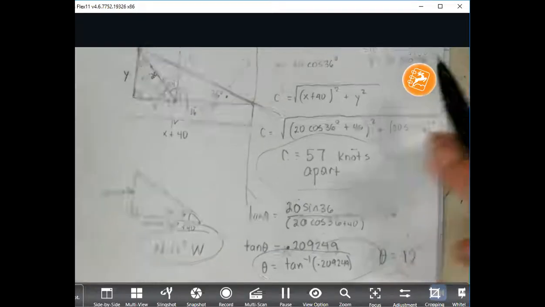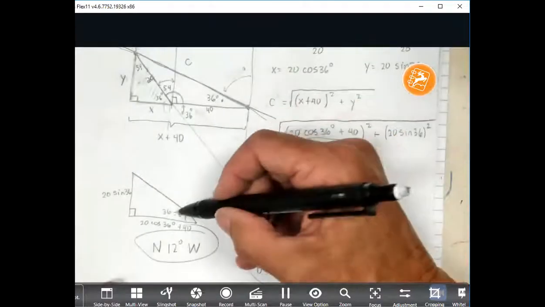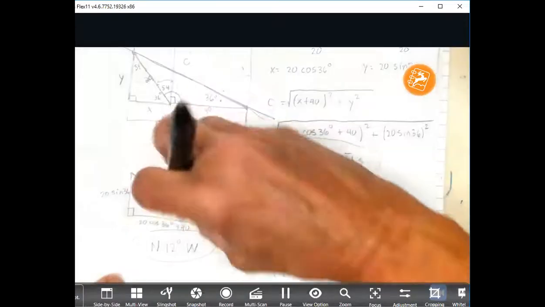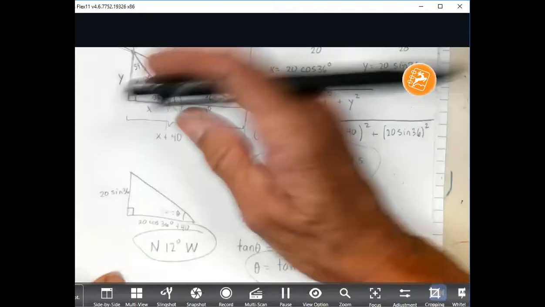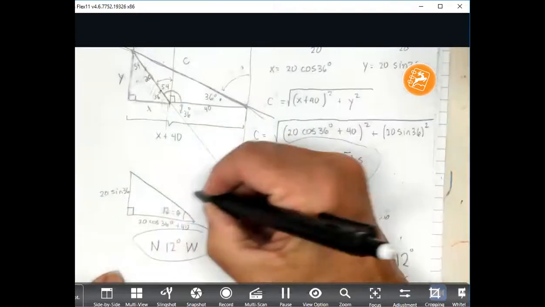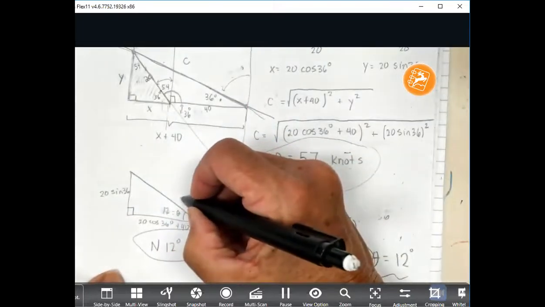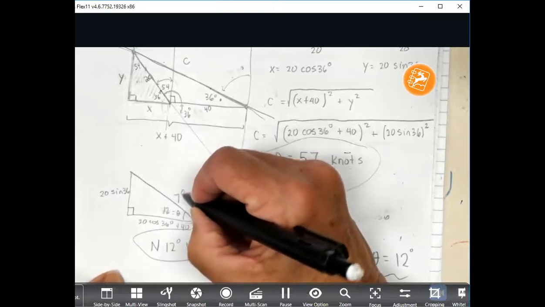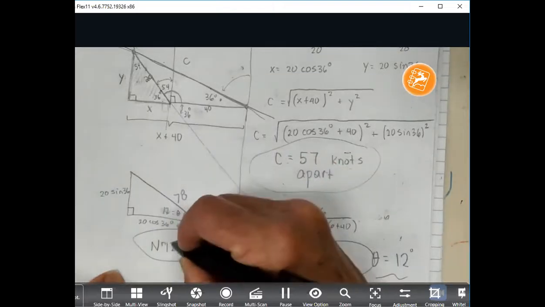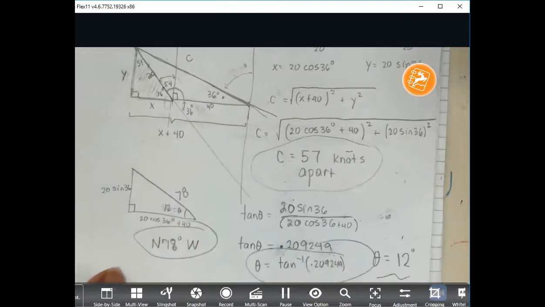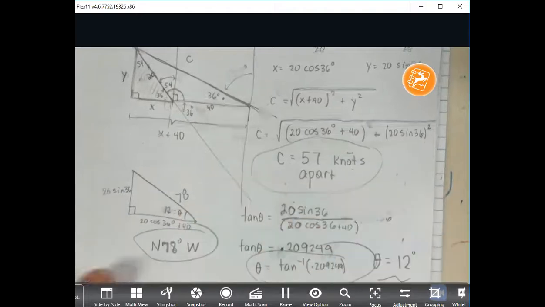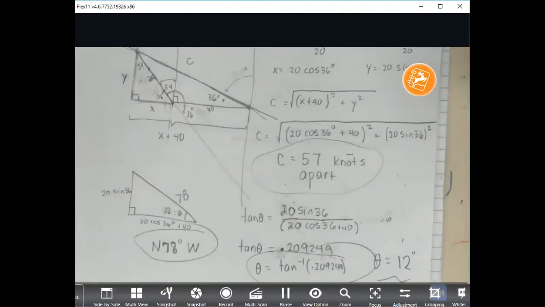Where the 36 is. No. Oh, yes, yes, yes. That's the 12 degrees. So what's left of 90 minus 12? 78? Good gosh. That was a long problem. You guys have some fun in store for you.